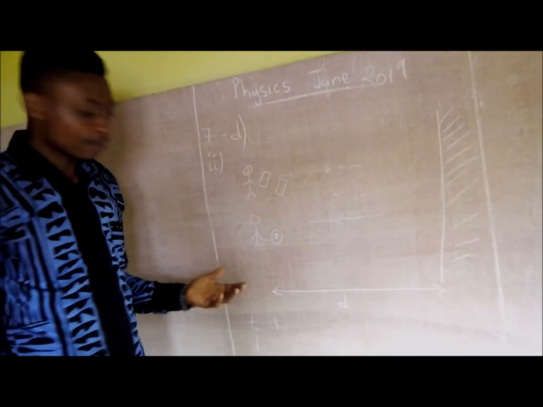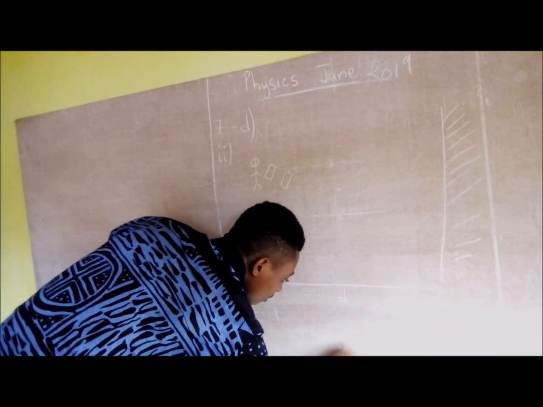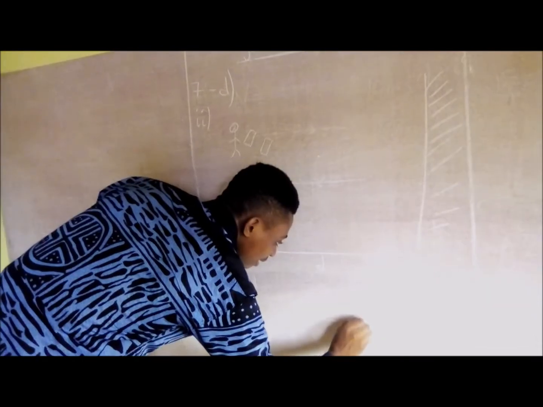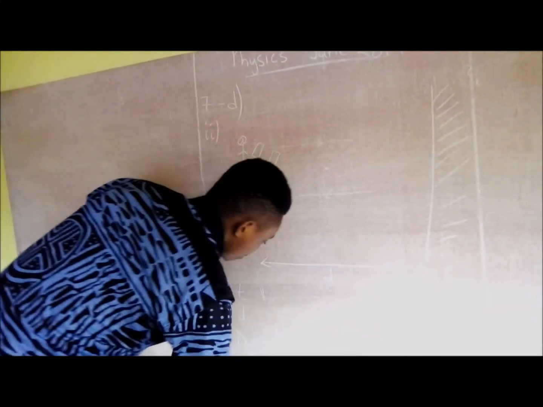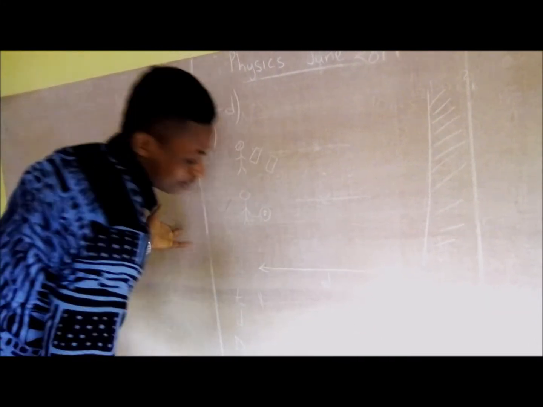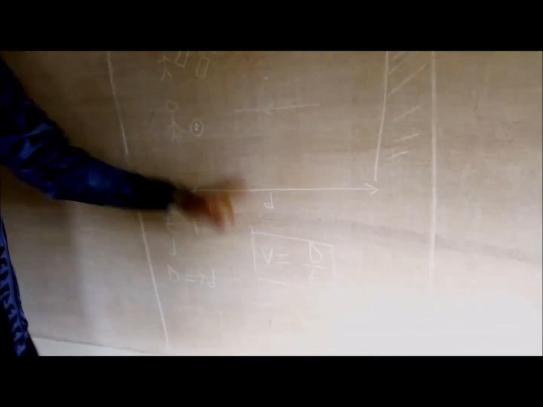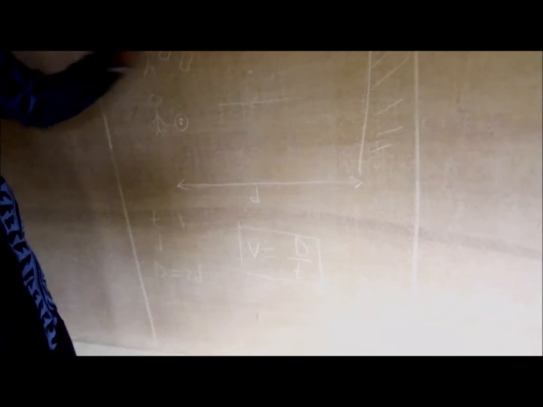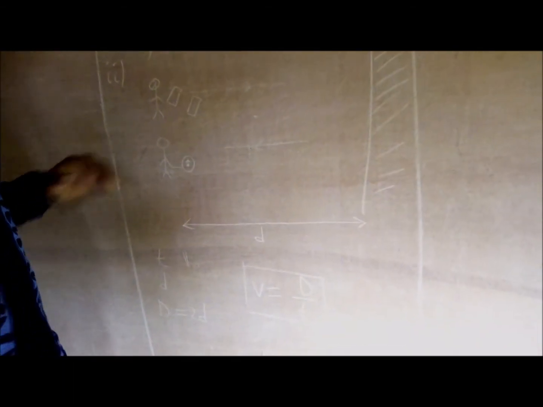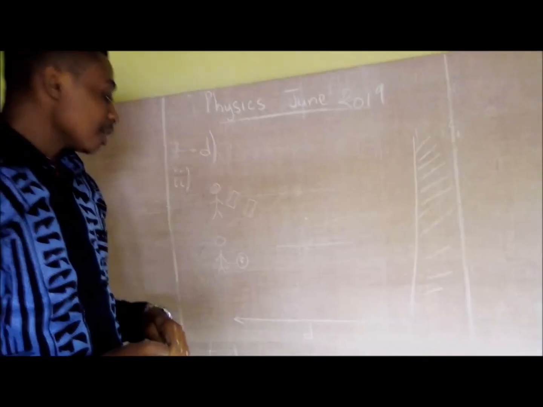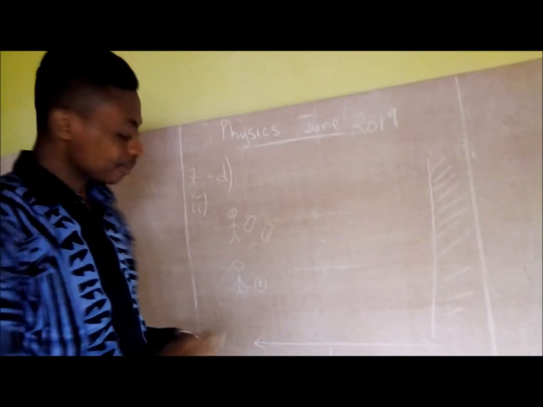Now what is the formula to obtain velocity? Velocity is just distance covered over time taken. So that is the formula you use to obtain the velocity of sound wave. So this is a particularly easy method you can use in the exam. Okay. Still under question 7E.